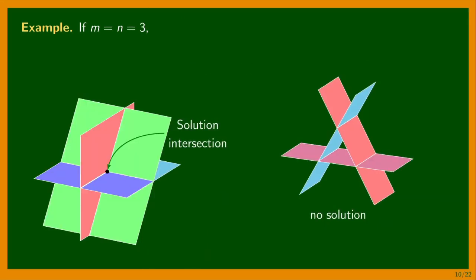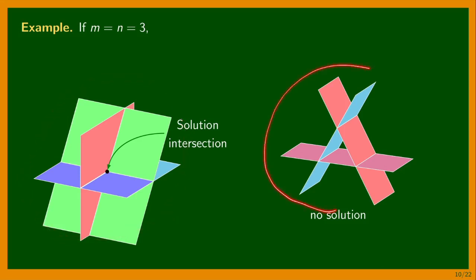Of course, in the case where m and n are 3, each linear equation in 3 unknowns geometrically is represented by a flat plane in a 3-dimensional space. So for example, the figure on the left represents a 3 by 3 linear system wherein each equation is a plane, and these planes intersect at a unique point. Hence, in this case, the system has a unique solution.